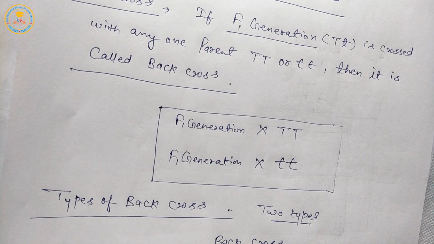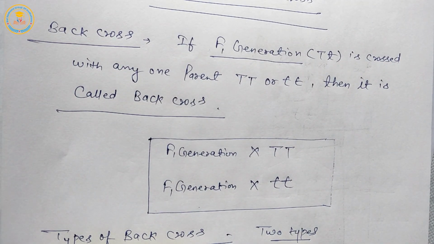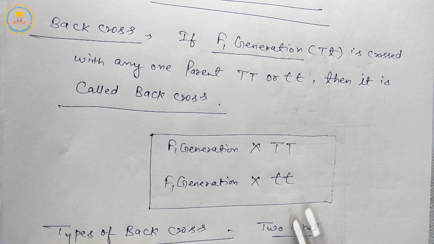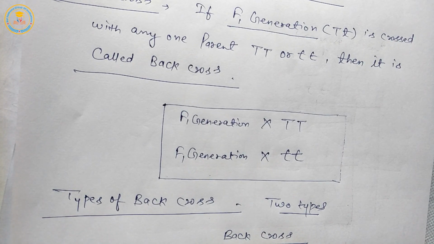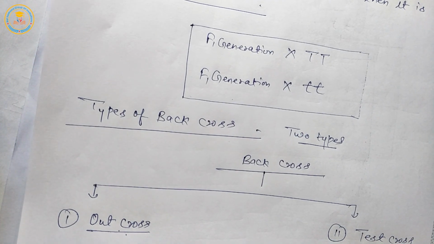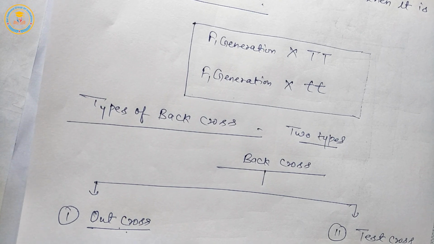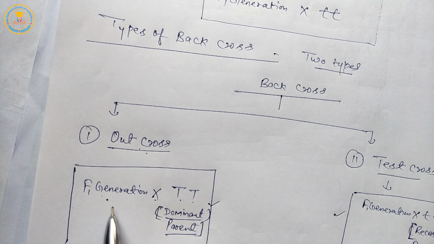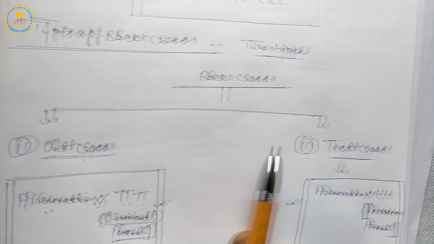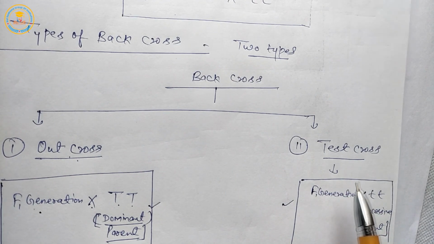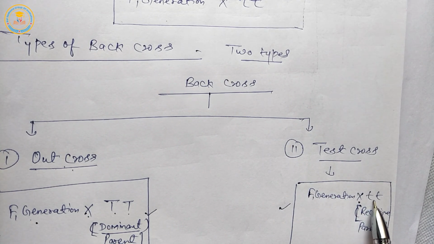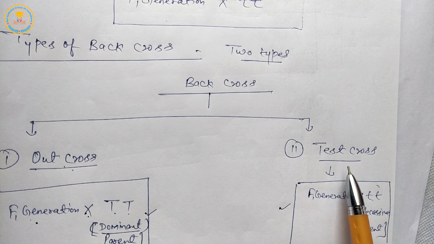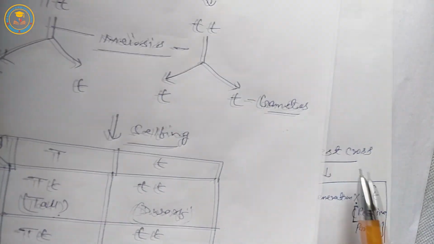today's topic is backcross. When F1 generation is crossed with any parent, like dominant homozygous or recessive homozygous, it's called backcross. Next, types of backcross, mostly two types. First is outcross. It means if F1 generation is crossed with dominant parent, it's called outcross. Second is test cross. It means if F1 generation is crossed with recessive homozygous or recessive parent, it is called test cross.